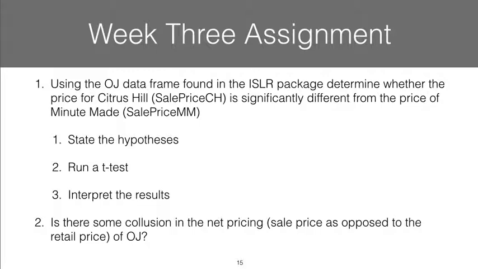For this, I would like you to first state your hypothesis, run the t-test, and, incredibly important, interpret the results. The second question is: is there some collusion in the net pricing, the sale price as opposed to the retail price of orange juice? In other words, are the people from Citrus Hill and Minute Maid kind of together on setting prices?